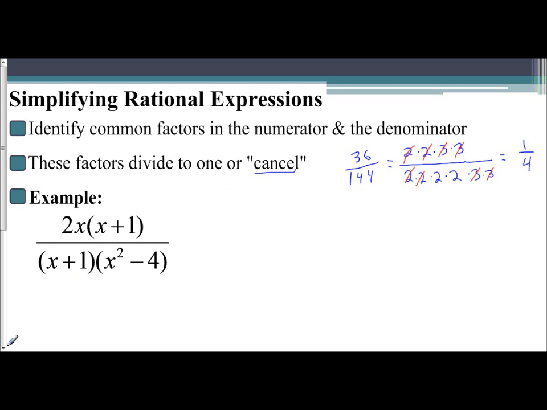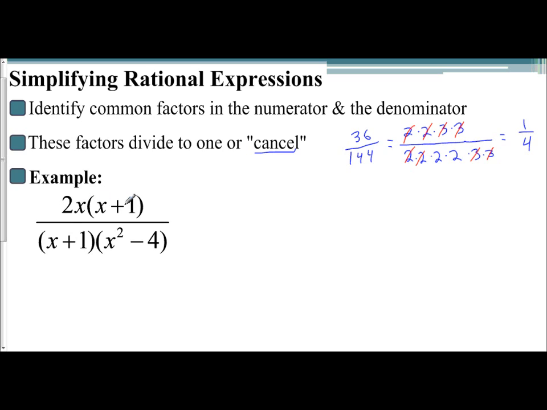So if I take a look, I have 2x times x plus 1 over x plus 1 times x squared minus 4. First thing I would do is make sure everything is completely factored. And so I know my top is completely factored. The 2x and the x plus 1 can't go any further. However, when I see x squared minus 4, that tells me I am dealing with a difference of squares. And so that factors into x plus 2, x minus 2.